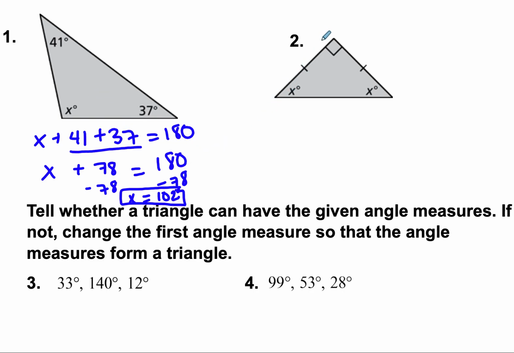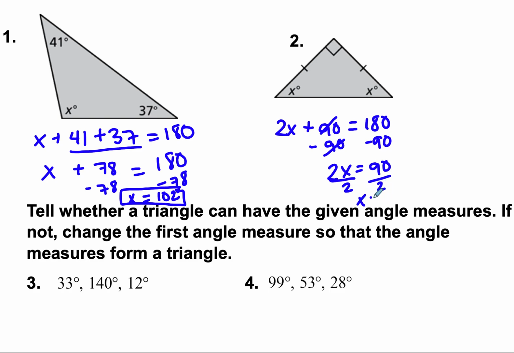All right, let's try this one. Here I have 2 x's plus 90 degrees, and that equals 180. So I start by subtracting 90. And I get 2x equals 90. And then I divide by 2. Remember, for 2-step equations, we're always doing order of operations backwards. 90 divided by 2 is 45. So x equals 45 degrees. If I was going to classify it, it would be isosceles, 2 sides equal, and right.